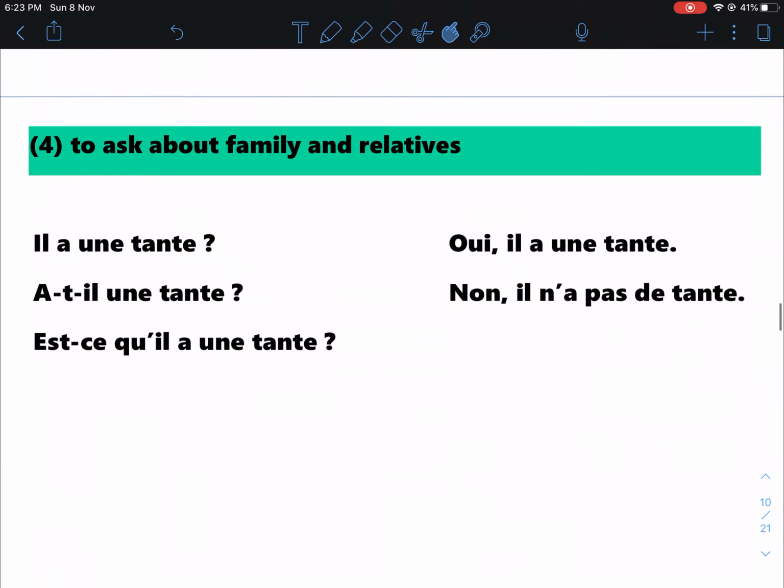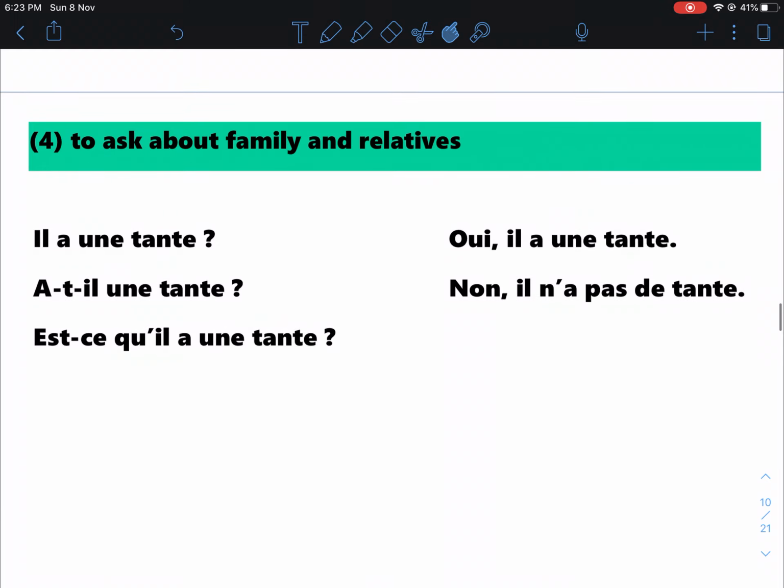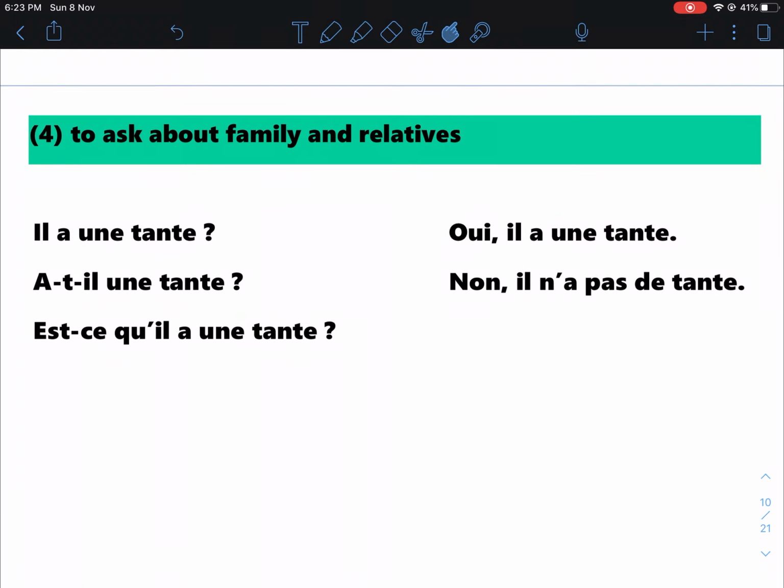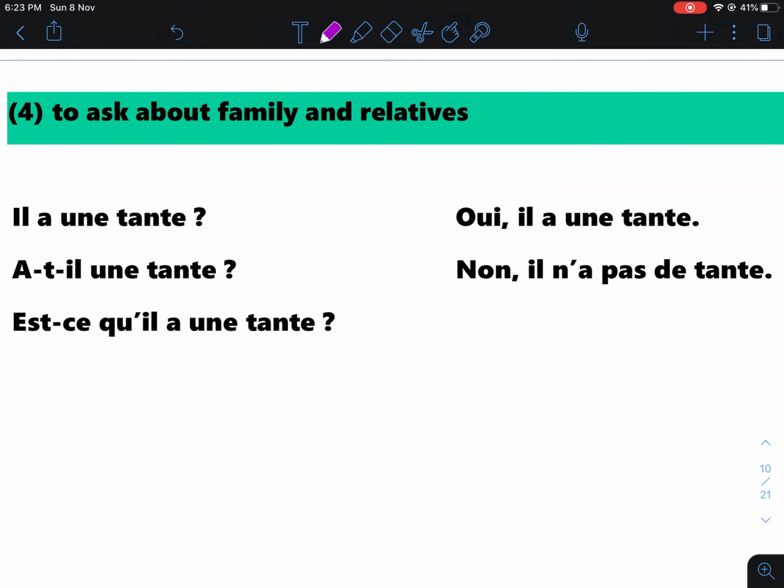Okay, now let's move to the next point, to ask about family and relatives. So, une tante is auntie. So you have a question: does he have an auntie? Because you have here he.